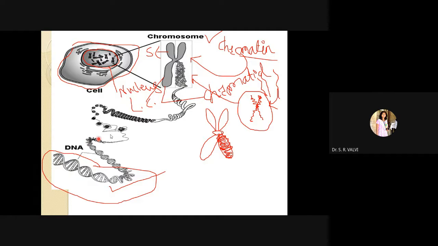So the same structure you are observing here: you are opening this thread-like structure, and then finally you are observing this DNA-like structure. So likewise, DNA is compactly packed into the chromosomes, right? The DNA is situated in the chromosome, and the chromosomes are present within the nucleus, right?